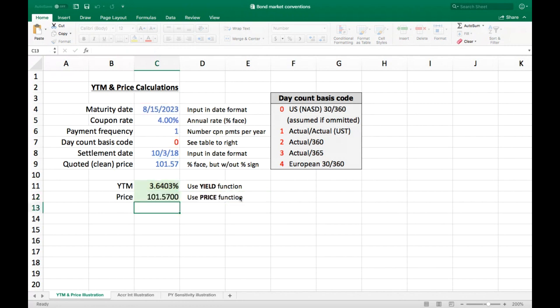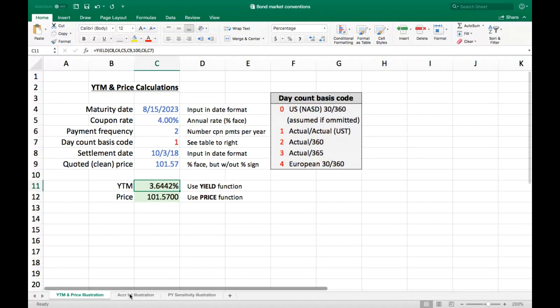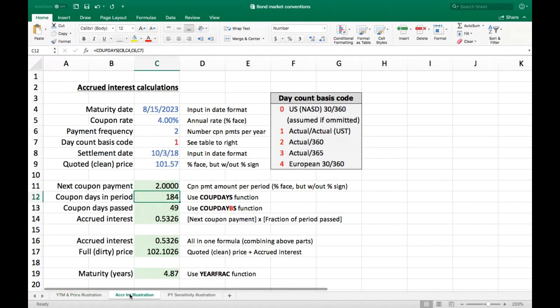Okay, and we get back the same price as you'd expect. And of course, if we change these back to what they were before, we will still get that result. So pretty easy. So let's now move on to accrued interest.